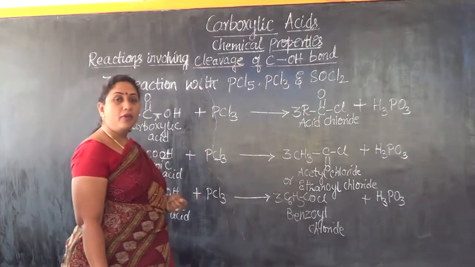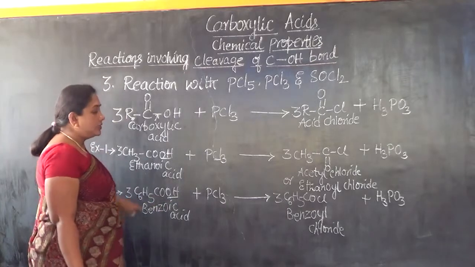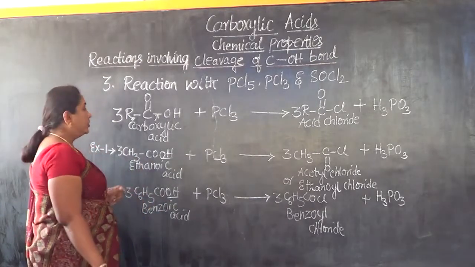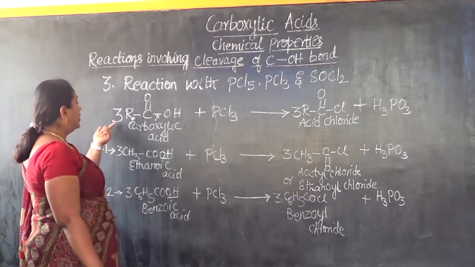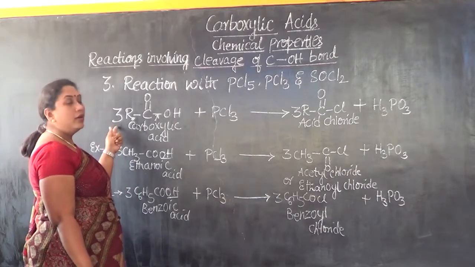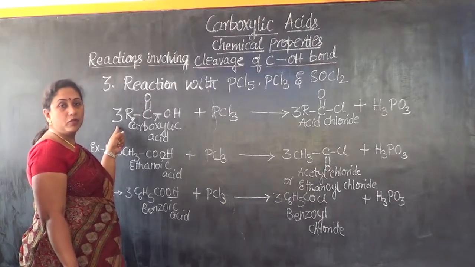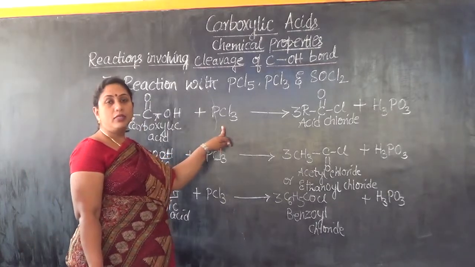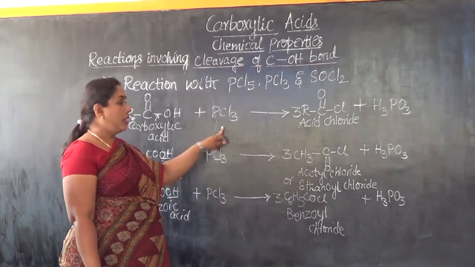Even with PCl5, when treated with benzoic acid, the same will be the product that we will be getting. The only difference that you should remember, students, is that you need to introduce a coefficient 3 in front of the carboxylic acid whenever it is involving the reaction with phosphorus trichloride.